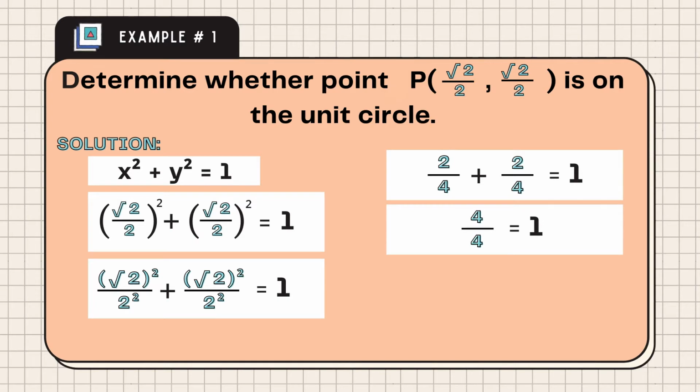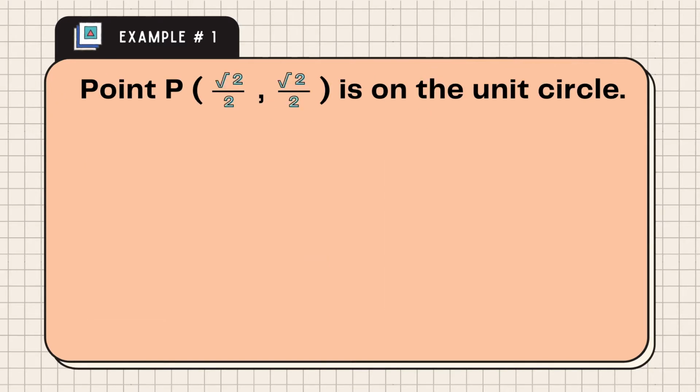And then we evaluate. Since the two terms are similar fractions, we will just need to add their numerators, giving us 4 over 4. Simplifying 4 over 4 would give us 1. So 1 is equal to 1. With this, we can now say that point P, which is square root of 2 over 2 and square root of 2 over 2, is on the unit circle.